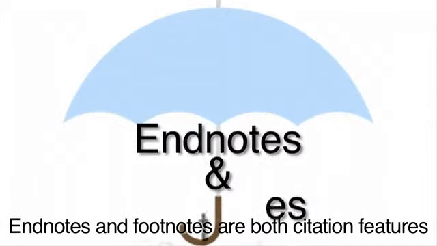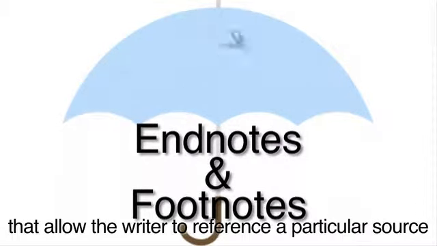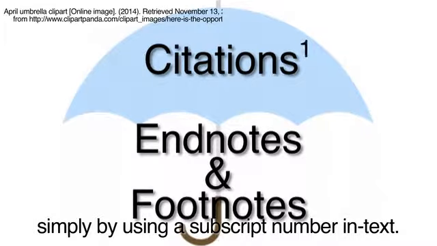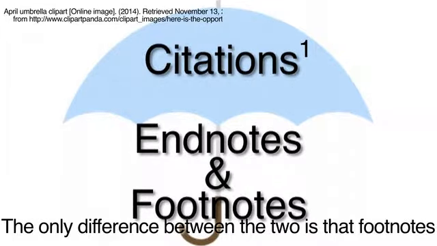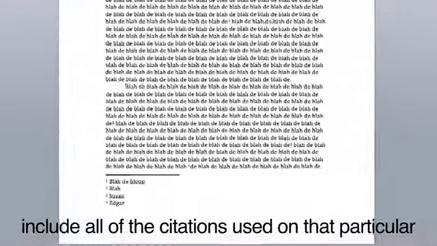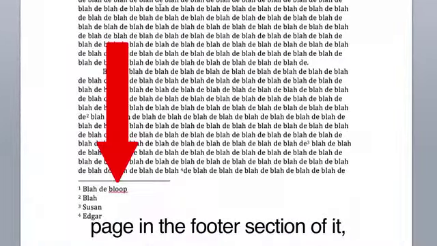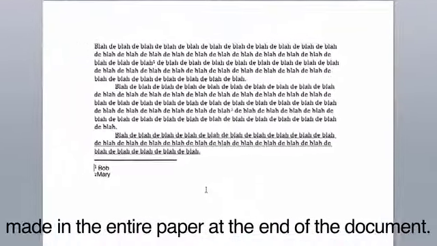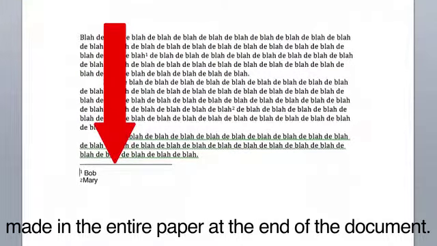Endnotes and footnotes are both citation features that allow the writer to reference a particular source simply by using a subscript number in text. The only difference between the two is that footnotes include all of the citations used on that particular page in the footer section of it, while endnotes include all of the citations made in the entire paper at the end of the document.